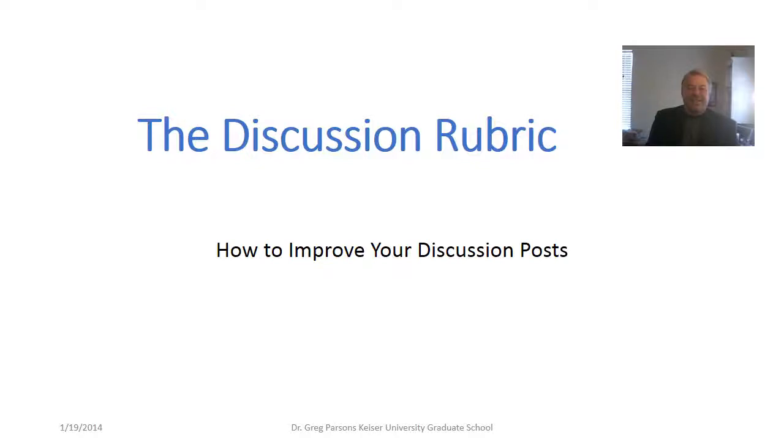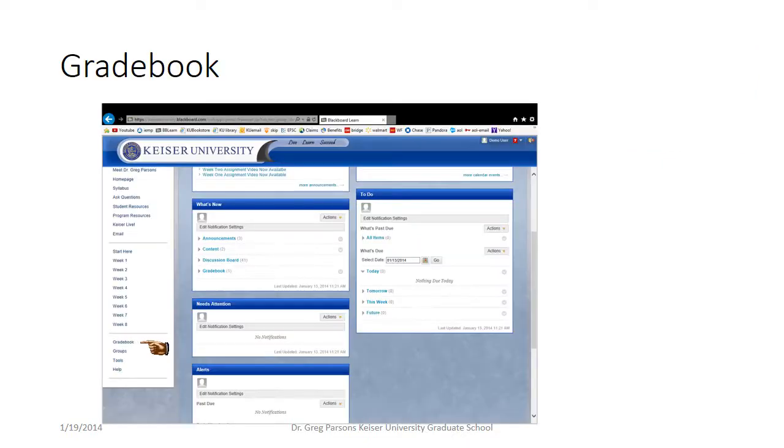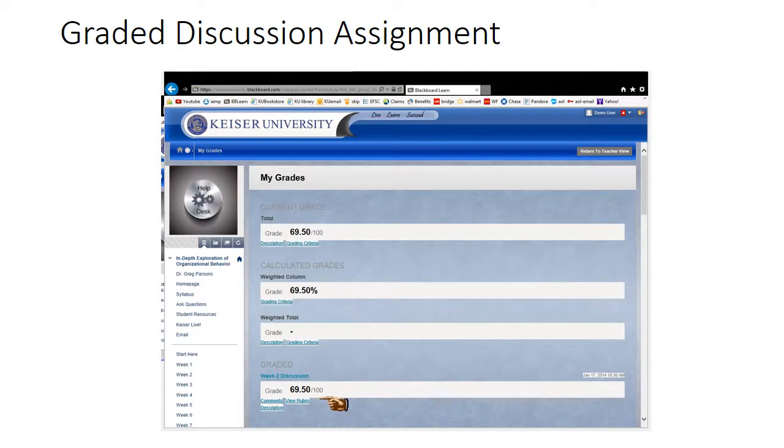This is going to be a short presentation on discussion rubrics that we'll be using to evaluate your discussion posts for the class. When you receive your grade, you go to your grade book to see how you did on a particular assignment, so you push the grade book button. Then you look for the assignment that you're interested in reviewing, and then you'll push on the View Rubric button.